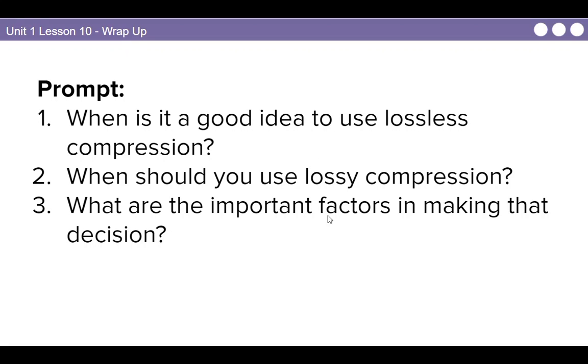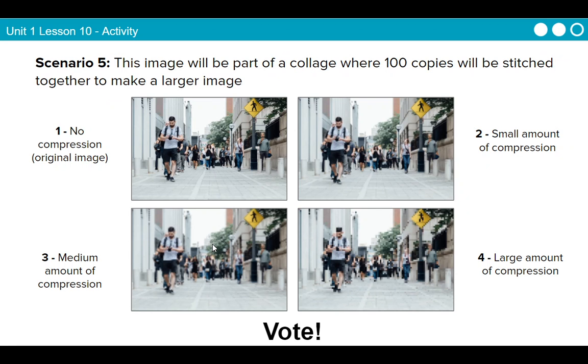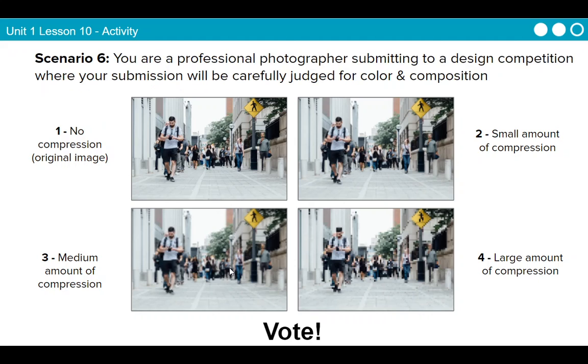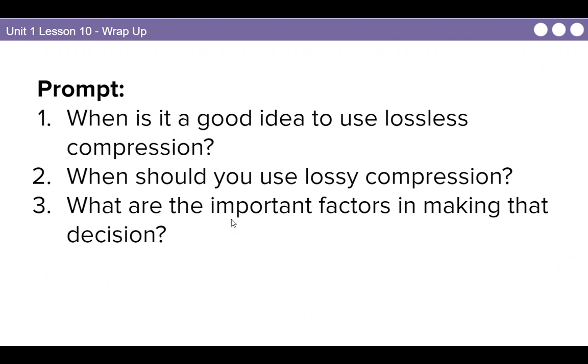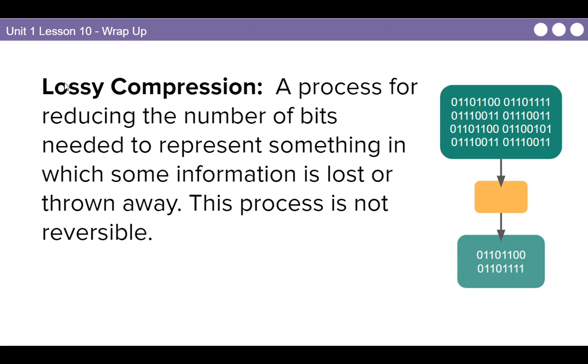And then think about what the factors are as we look through all of those things. Lossless, a little bit lossy, a lot of lossy. So lossless, a little bit lossy, a little bit more lossy. So as you're looking through those, how does it work? And then finally, the official definition to remind you: the process reduces the number of bits needed to represent something, which was lost or thrown away. The process is not reversible.